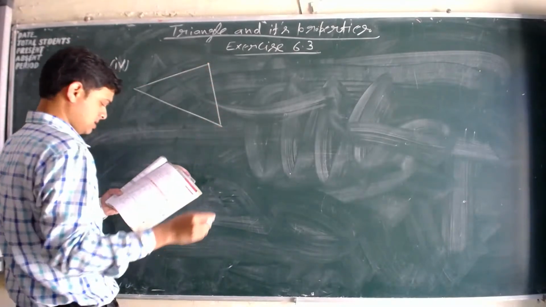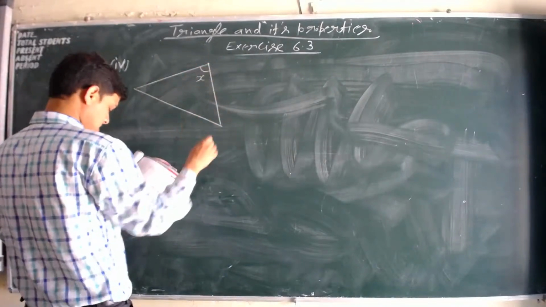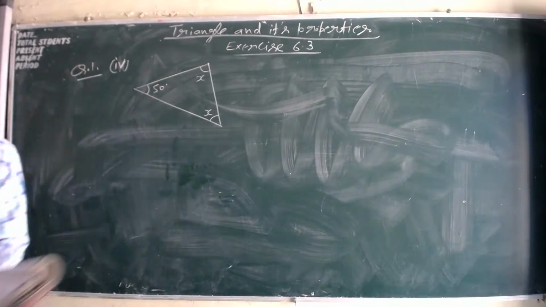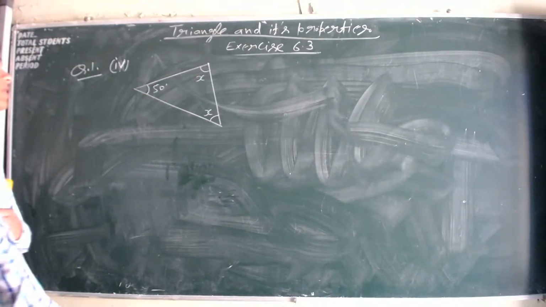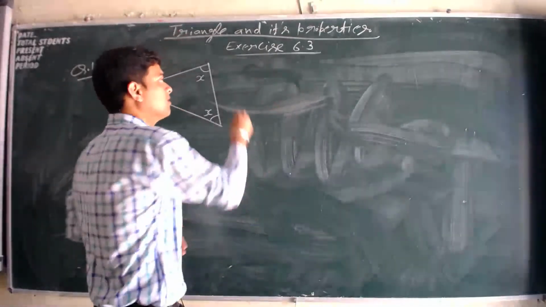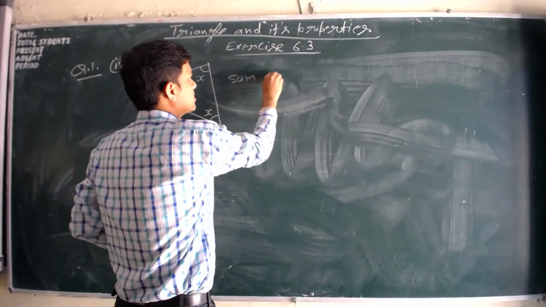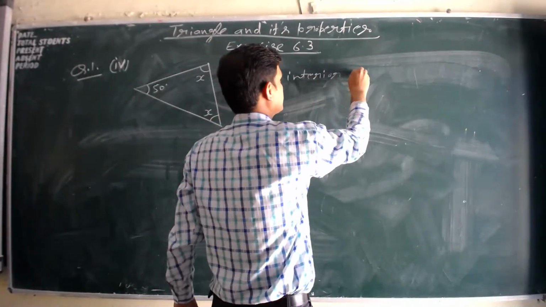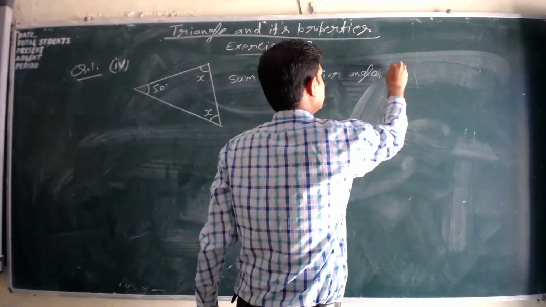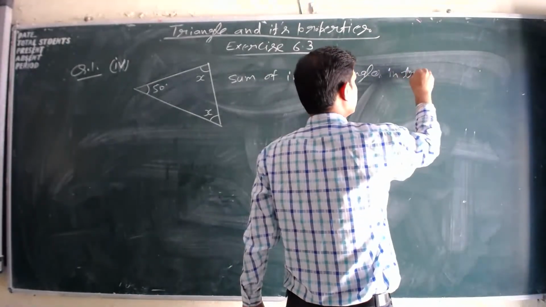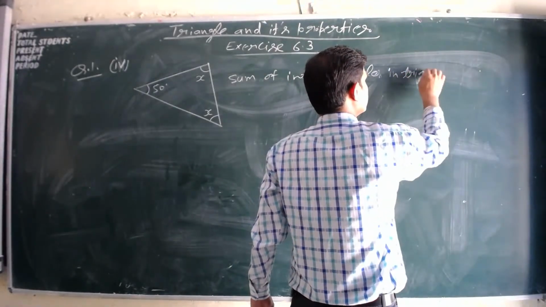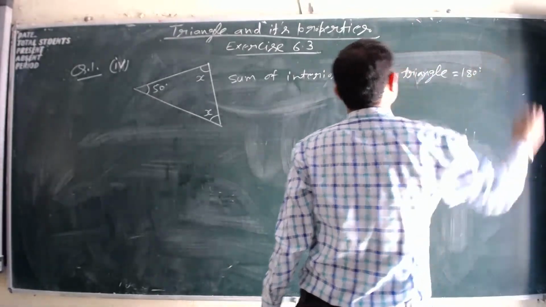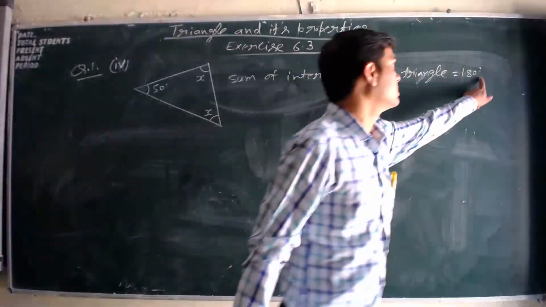Okay, here this angle is equal to x and this angle is equal to x and this angle is equal to 50 degrees. Now we know the property that the sum of interior angles in a triangle is equal to 180 degrees. Yes, 180 degrees.